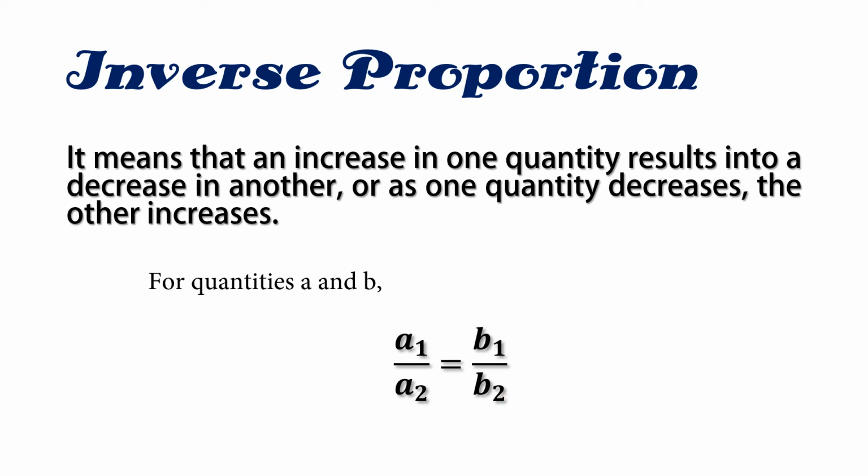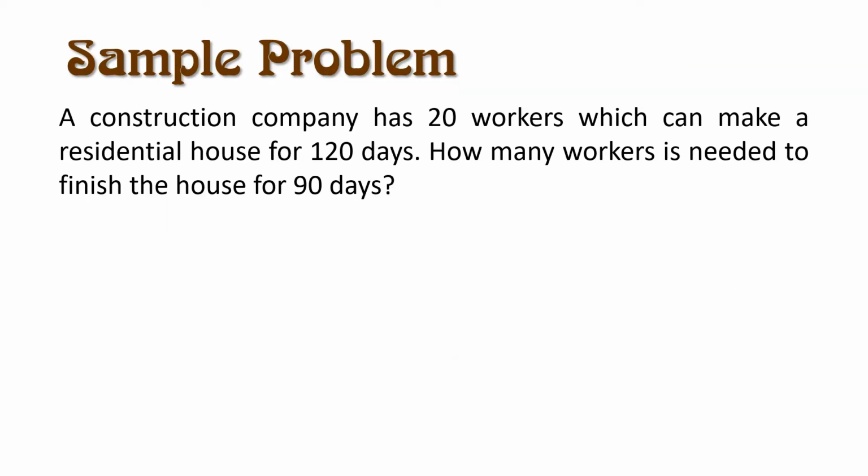To better understand what is inverse proportion, we have here a sample problem. A construction company has 20 workers which can make a residential house in 120 days. So how many workers are needed to finish the house in 90 days?